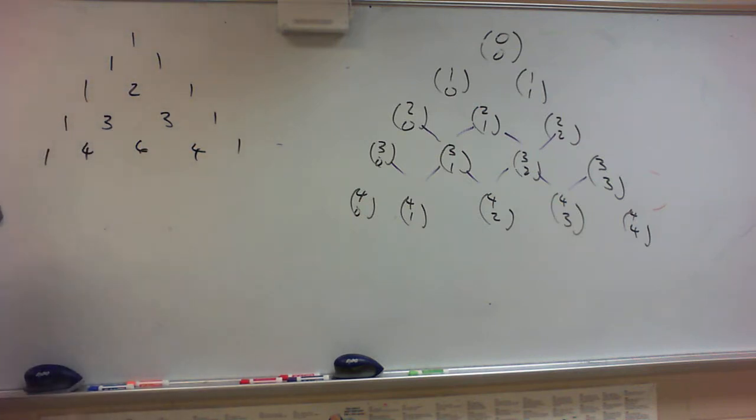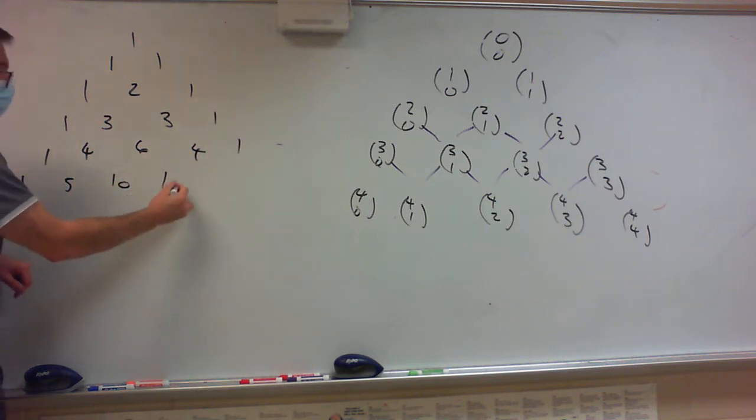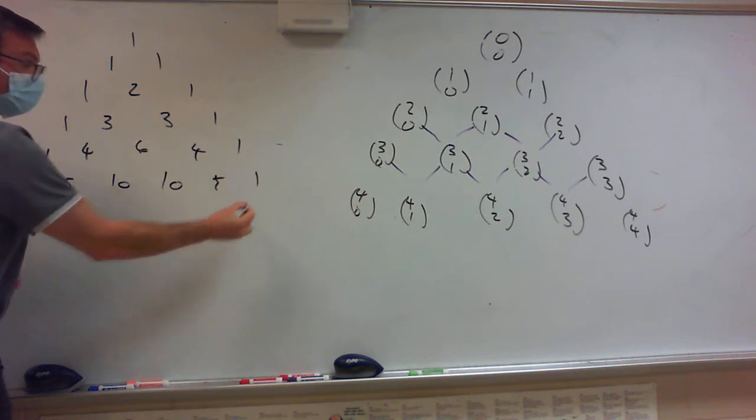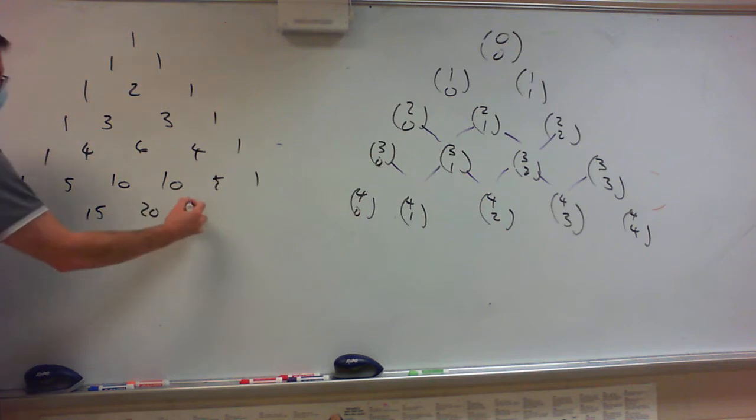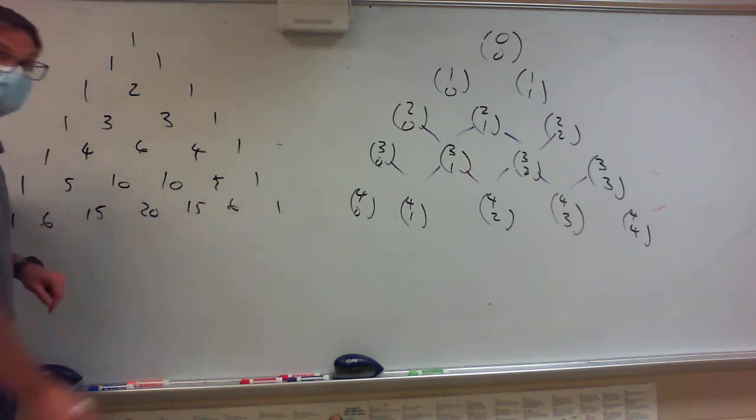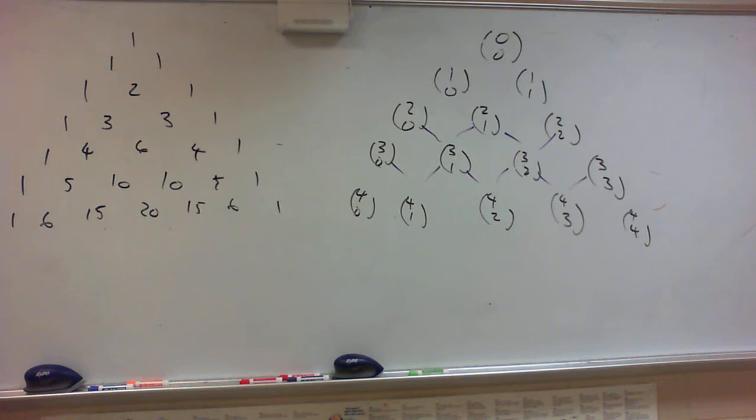All right, then let's start here. 1. 1. Is everybody writing this down? Okay. What's this? 5. 5. Thank you. 10. 10. 5. 1. Okay. And let's see. So then we're going to get a 1, a 6, a 15, a 20, a 15, and a 6, and a 1. All right. Has everybody got this so far?